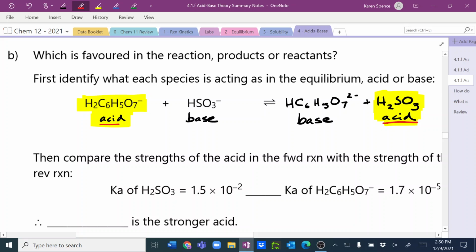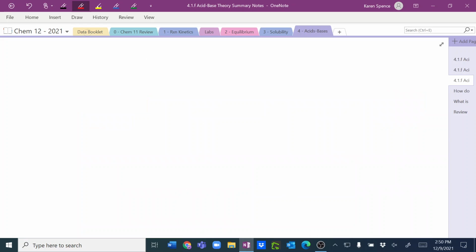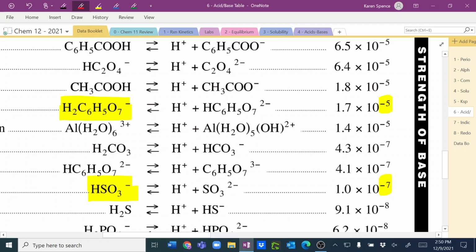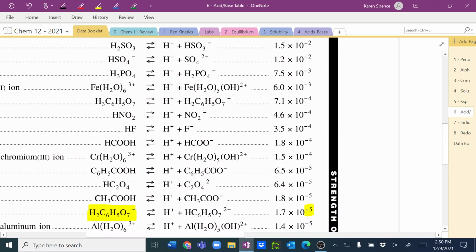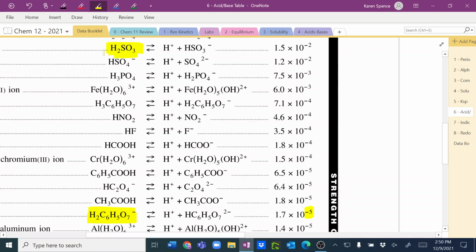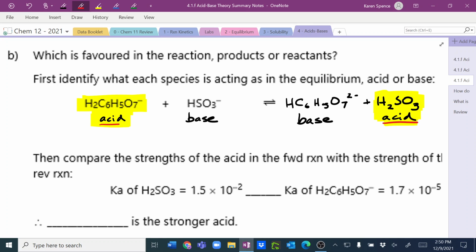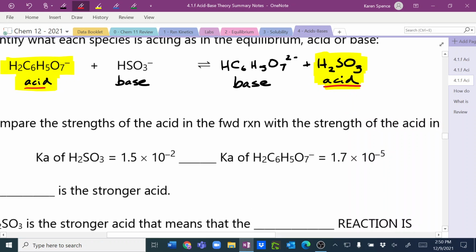So let's now go look at H2C6H5O7 minus. So now we are no longer comparing with this one, because we decided that was acting as a base. Now we're comparing with the acid on the other side, which is the H2SO3. And H2SO3 is the stronger acid. So if we go back, H2SO3 is stronger, which means that H2C6H5O7 minus is weaker.